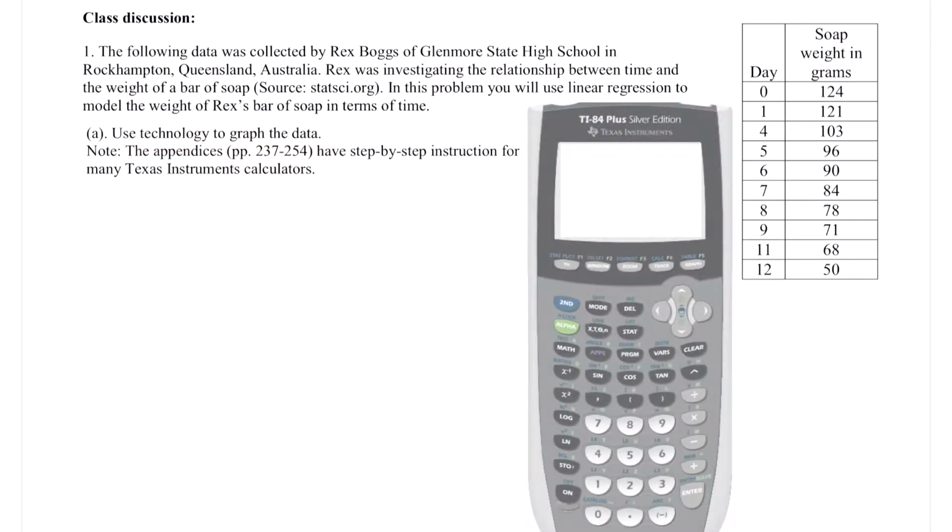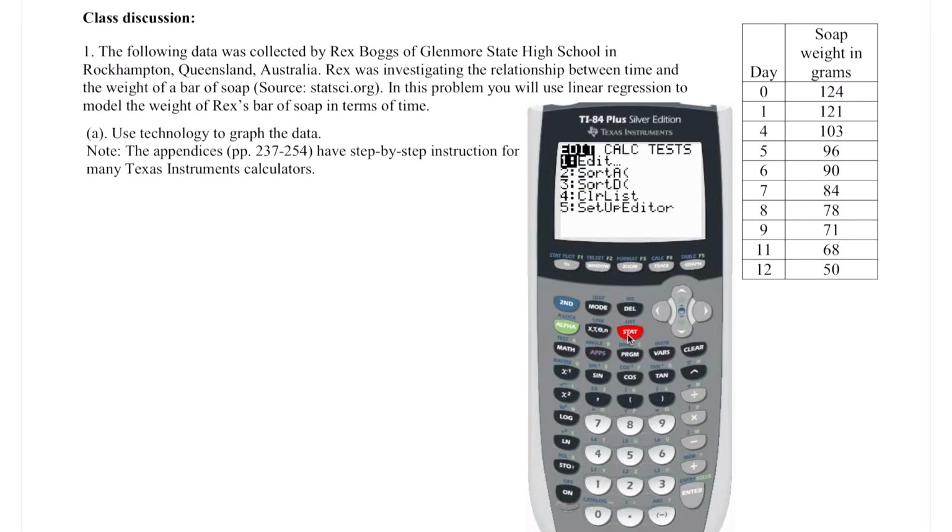Now, if you've looked at the fold notes on Canvas, then you'll see that there's appendices for how to do this with TI calculators. I'm going to show you here how to graph it on a TI calculator. So begin by going to the Stat menu, and clicking on that. And then we're going to hit Edit and go Enter.